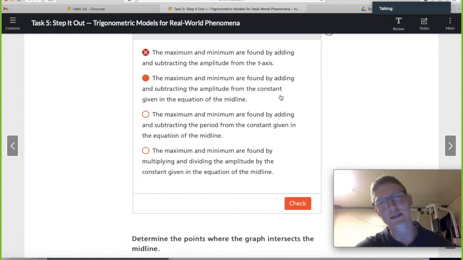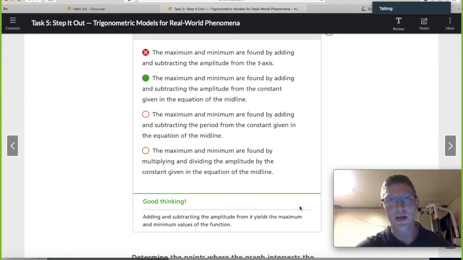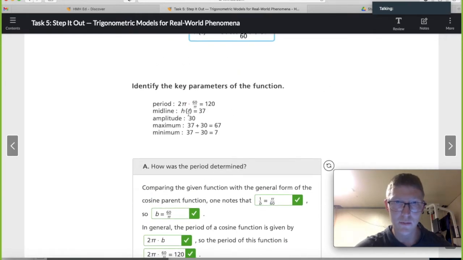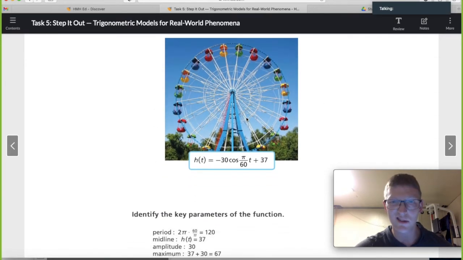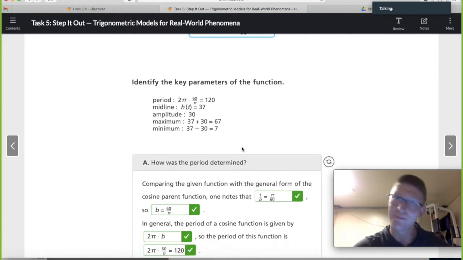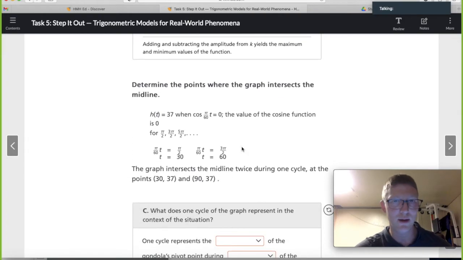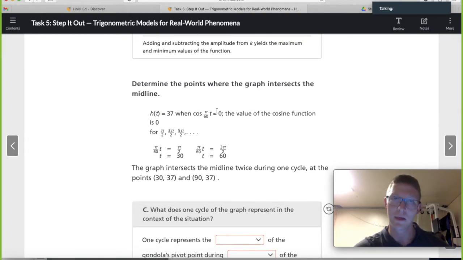From the constant, that's why. So the constant is the same, it's the k, which then gives us our midline. So our midline is 37, which is also the constant that they give. Okay, good job, book. That was a good connection there.